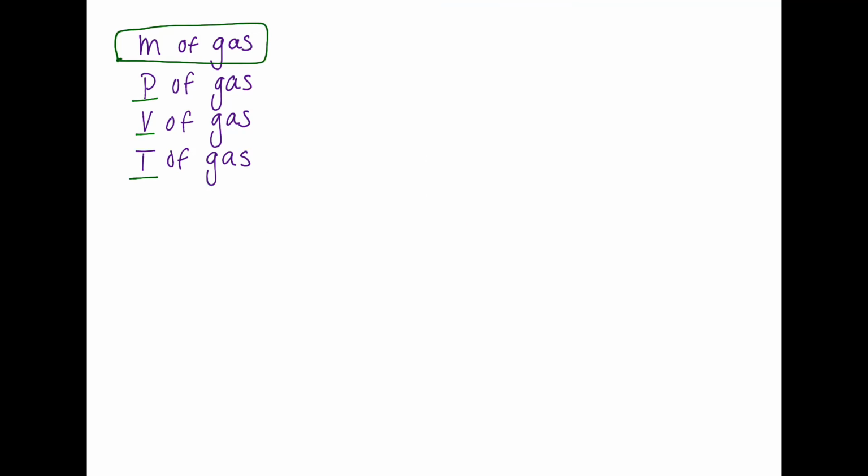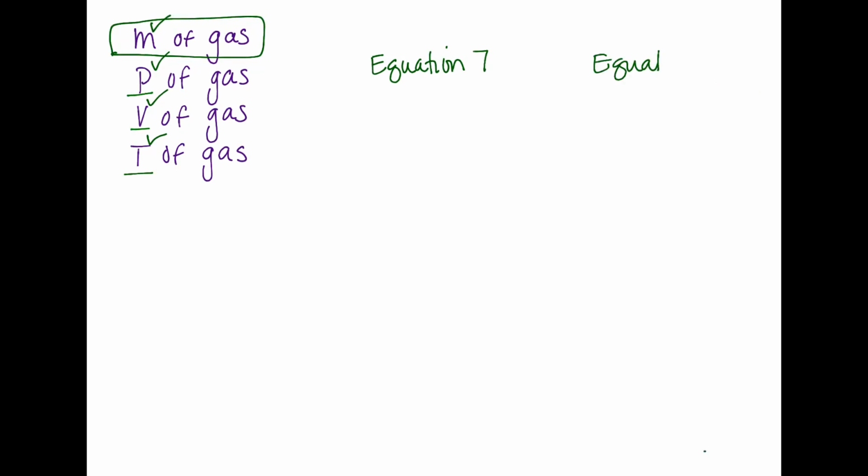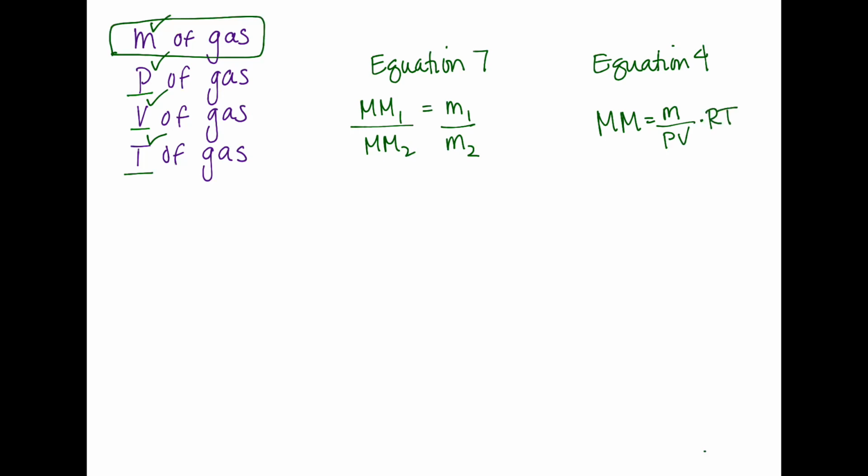So now we know how we would find the mass, the pressure, the volume, and the temperature, and we can use that information to use either equation 7 or equation 4, which are two different ways to find the molar mass of the gas. For equation 7, you would just need the masses. For equation 4, you need to measure the mass, pressure, volume, and temperature.